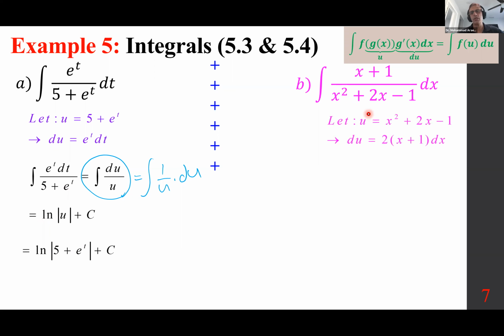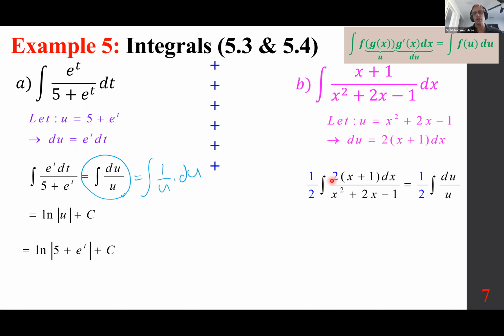We go through the process of setting u to be the denominator, and du is 2x plus 2, or 2 times x plus 1 dx. So I hope you remember what we did. Number 2 is missing. It is a multiplier. We can multiply and divide by it. So pay attention to what we do here. We just throw in number 2.